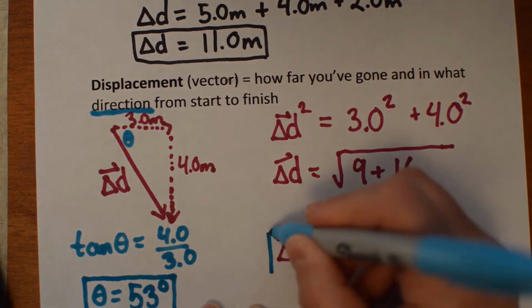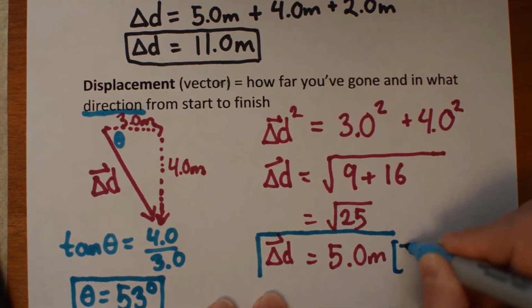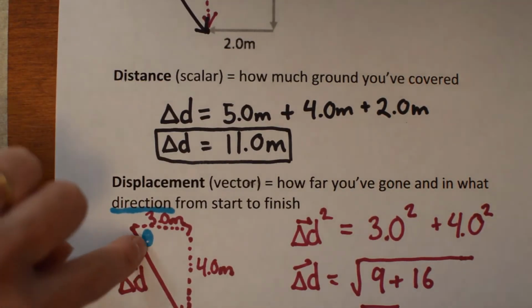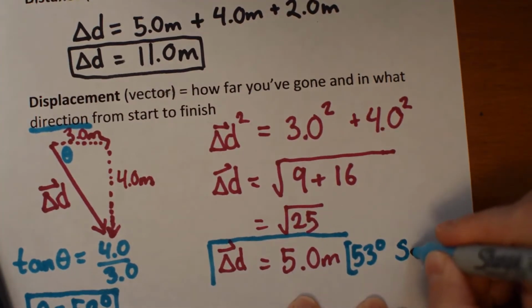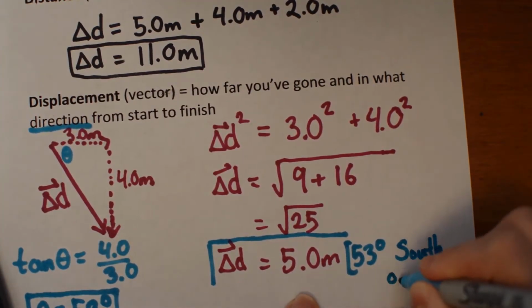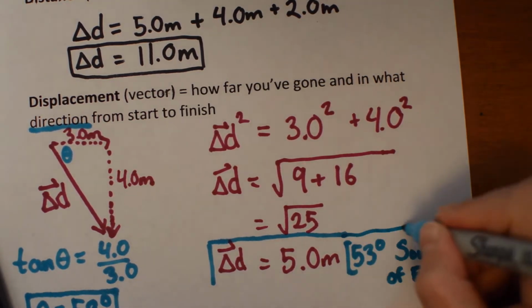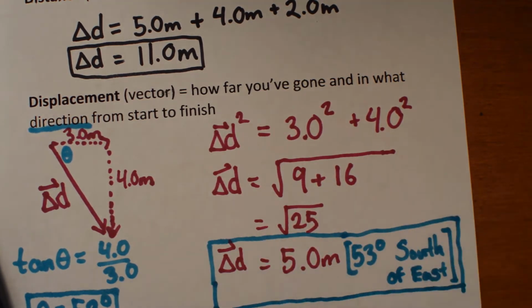This is my displacement here, and I can put the two together by saying the displacement is 5 meters at 53 degrees. How I could describe this is it's 53 degrees to the south of east. So south of east. There we go. And that is my full displacement there. So don't forget you need a direction with your displacement because it's a vector.